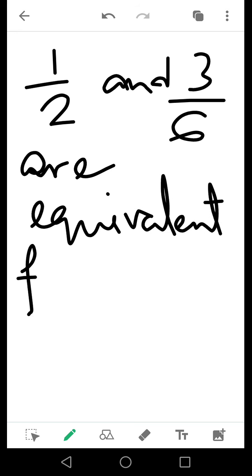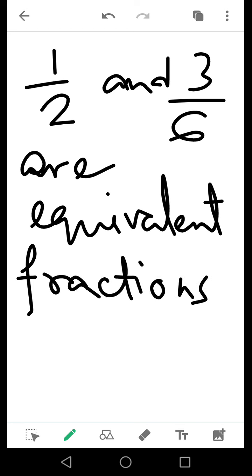That means they can be reduced to the same form. 1 by 2 is already reduced, it is in the least form, but 3 by 6 can also be reduced to 1 by 2, since it has a common factor 3 by which we can divide both the numerator and denominator.